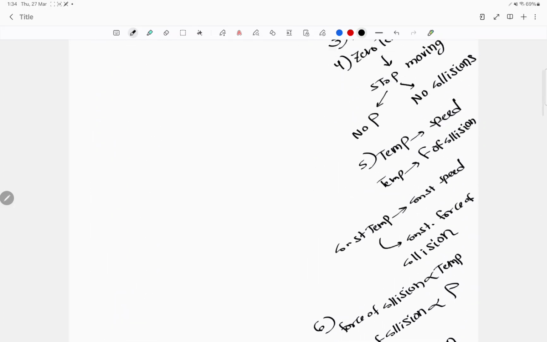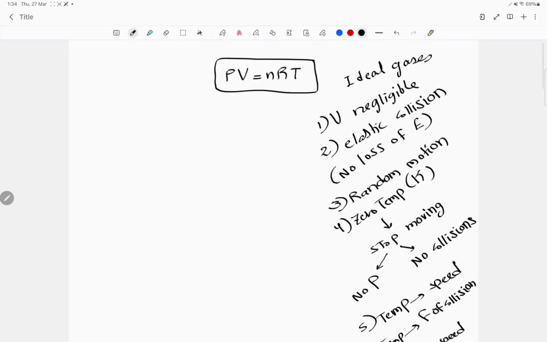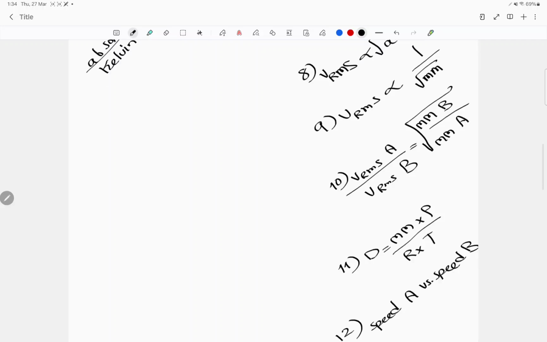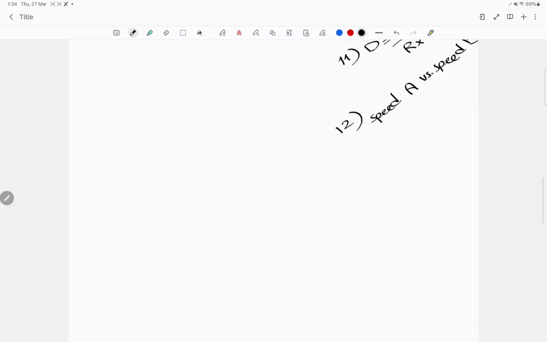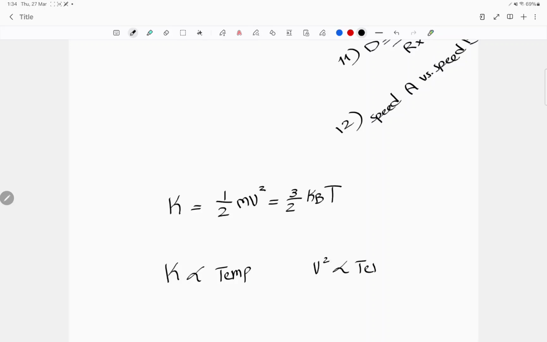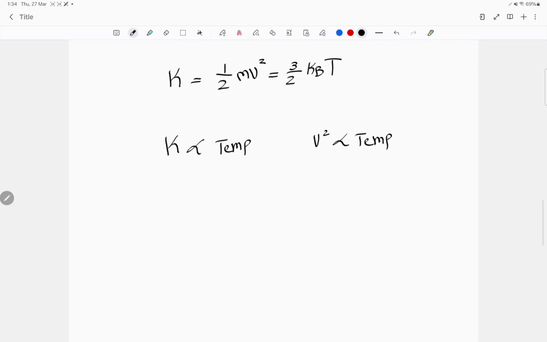So that's what you have to know about ideal gases. PV is equal to nRT is the first equation to bother with here. And also we have kinetic energy is equal to half mv squared, or is equal to 3 over 2 kBT. So K is going to be direct with temperature, but V squared is direct with temperature. In the attempt of removing this square, we will square root both sides. So V is going to be direct with the root of temperature now.